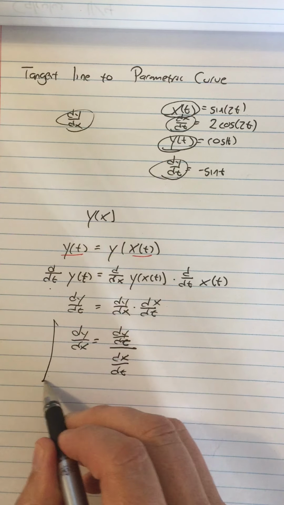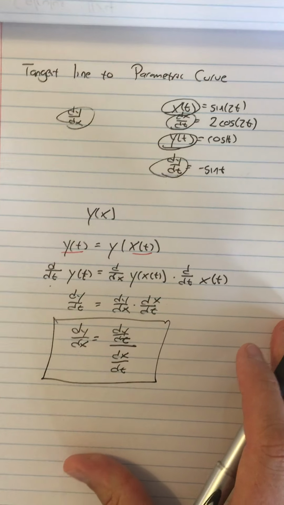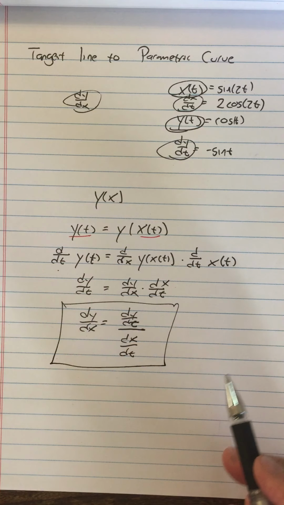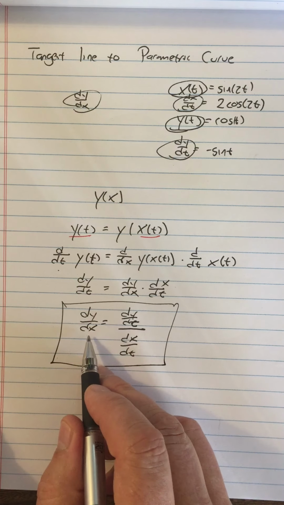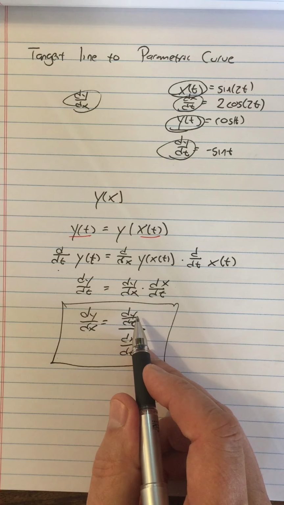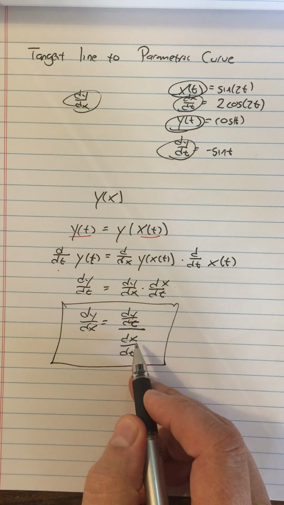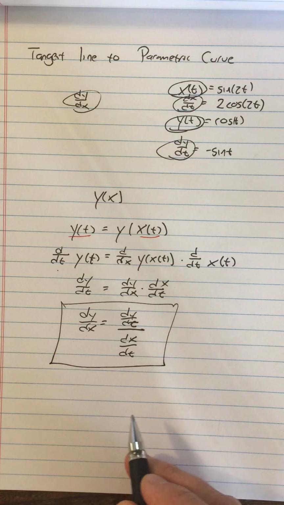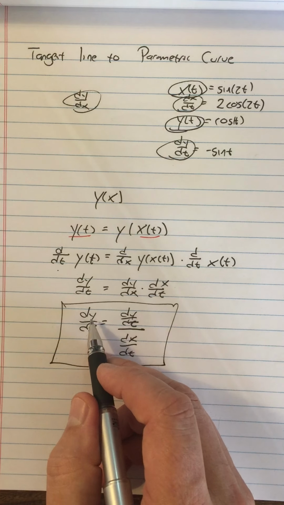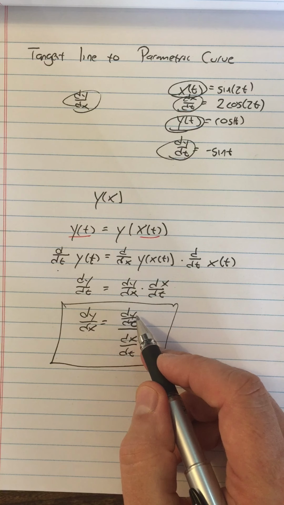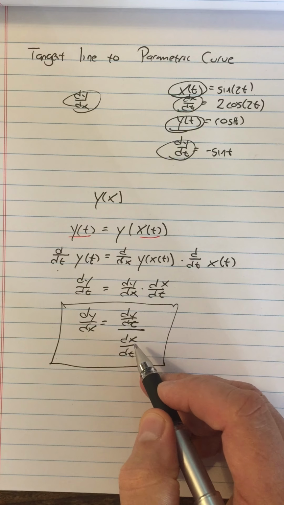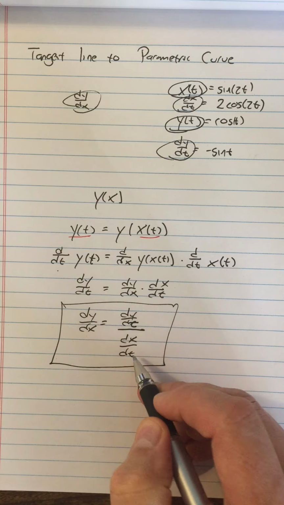All right, now this is all you need to know about this in order to really work with it. But to really understand it, you want to understand what this is saying: that the rate of change of y with respect to x is equal to the rate of change of y with respect to t divided by the rate of change of x with respect to t.